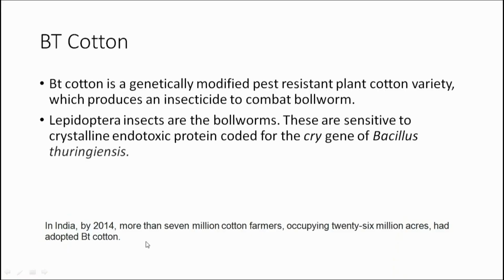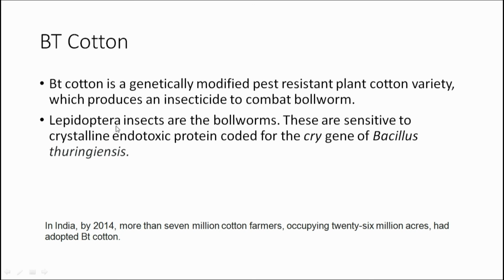Okay. So, the idea is that if the gene for this cry protein can be introduced into the cotton plant itself, so that the cotton crop is able to express this cry protein, then once the insect attacks, it is going to be killed by the cry protein. So, that is the whole rationale behind development of the Bt cotton. Okay. So, Bacillus thuringiensis cry protein, which is very toxic, can be introduced into the cotton crop. So, Bt cotton is a genetically modified pest resistant cotton variety, and it produces this insecticide.